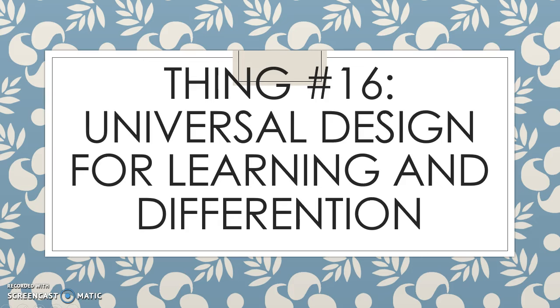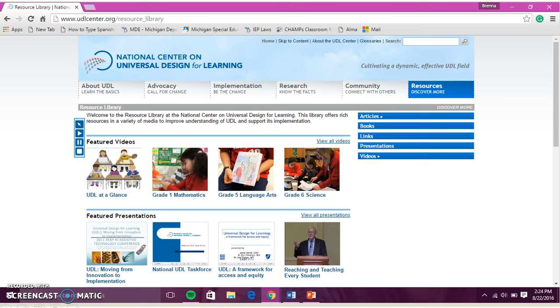As a future educator, I need to recognize these three components for my students. Support recognition learning by providing multiple and flexible methods of presentation. Support strategic learning by providing multiple and flexible methods of expression and apprenticeship. And support affective learning by providing multiple and flexible options for engagement. This is the UDL website, which gives me many different ways to differentiate teaching.